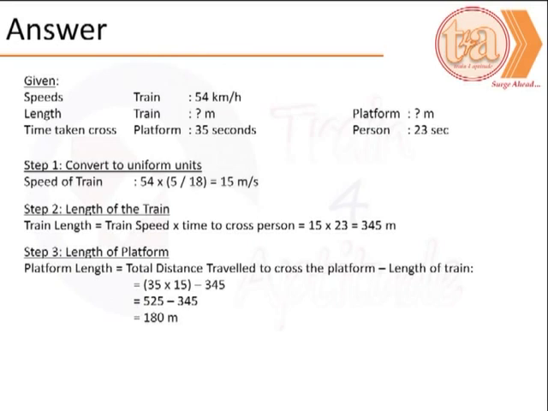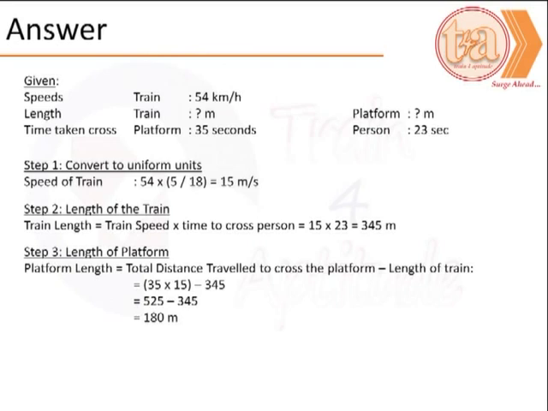Let us begin with looking at what is given to us. The speed of the train is 54 kilometers per hour. The length of the train and the platform are to be found out. The time taken to overtake the platform is 35 seconds and the individual is 23 seconds. To begin with, we first convert the units into uniform meters per second. Therefore, the train's speed is 15 meters per second.